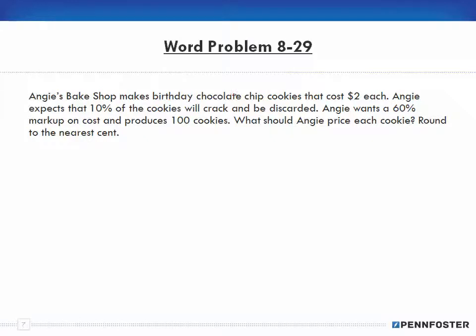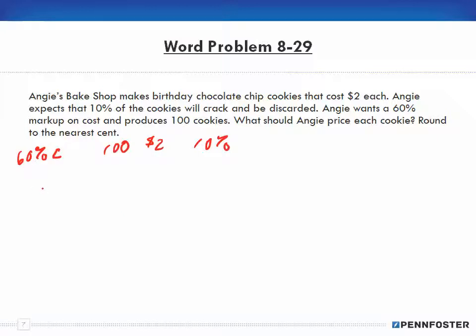Right. So we have, let's see here, 60% markup on cost. And we're producing 100 cookies that cost $2 each. Oops, not percent, dollar. That costs $2 each. And there's going to be 10% that's going to be discarded. Right. So the first thing I need to know is how much my total cost is going to be.